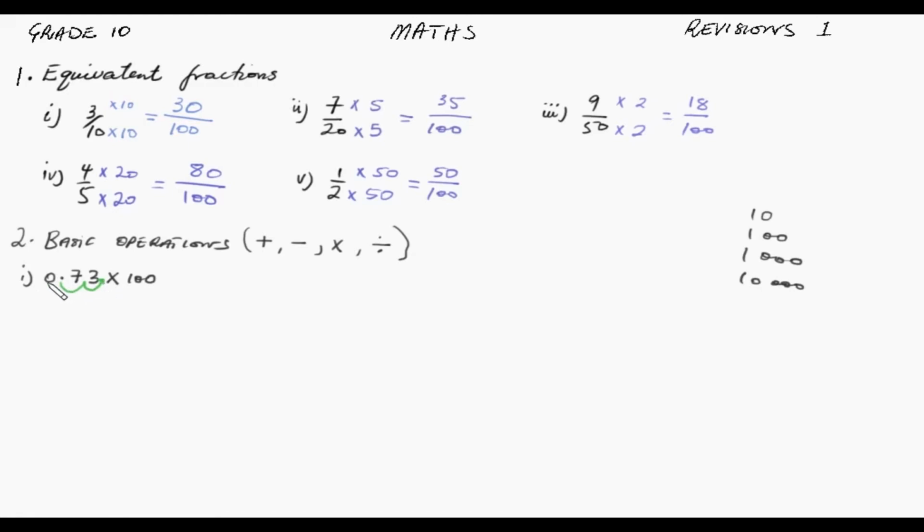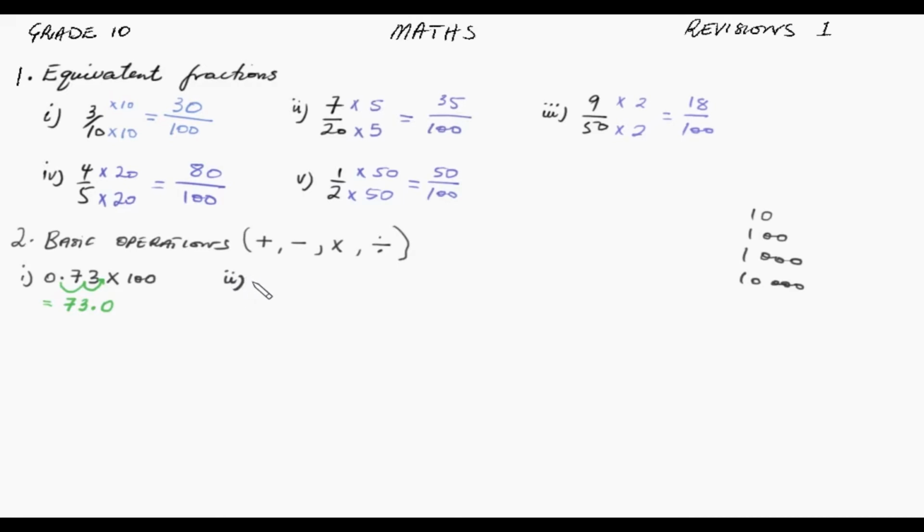So that means we no longer have 0.73 but 73.0. So we can leave it as this, 73.0. Let's just leave it like this. So this would be the answer. Or you can just say 73. Okay? All right. Now let's look at example number 2.